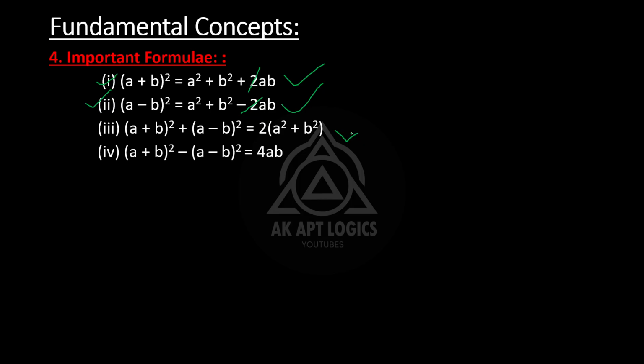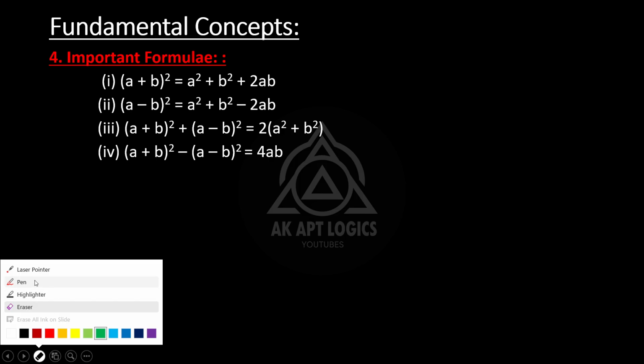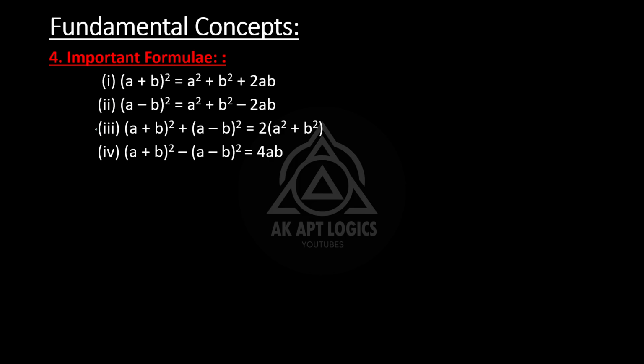Next, (a plus b) whole square minus (a minus b) whole square is equal to 4ab. If you see this, the third one is the addition of both, and the fourth one is the subtraction of both. When we subtract, the a square and b square terms cancel, the minus becomes plus, and both 2ab terms are added, and the resultant will be 4ab.